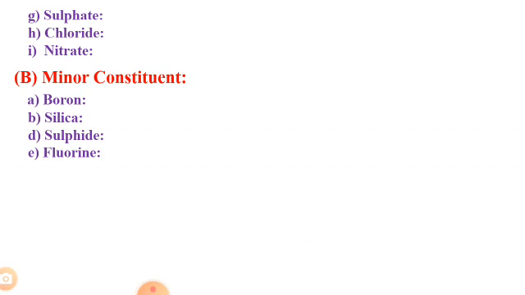Our next constituent is fluorine. The formula is F minus. So it is the fluoride ion. It is essential for animals, including man or human beings also. That is a very essential element. It is toxic to plants when it is present in excess amount. Excess fluorine in drinking water and irrigation water produces dental and skeletal disorders.